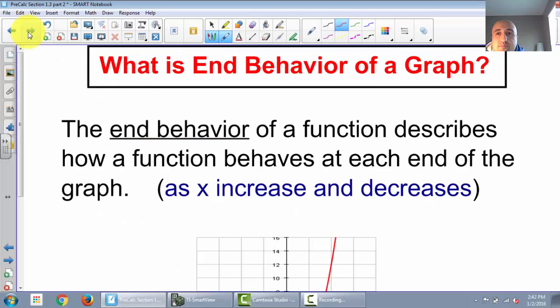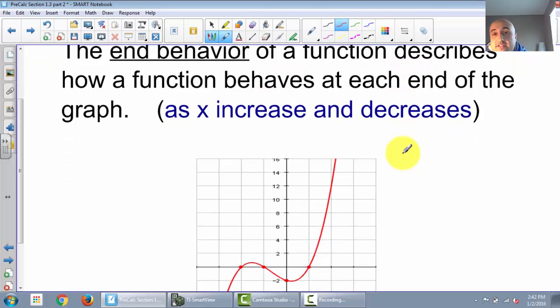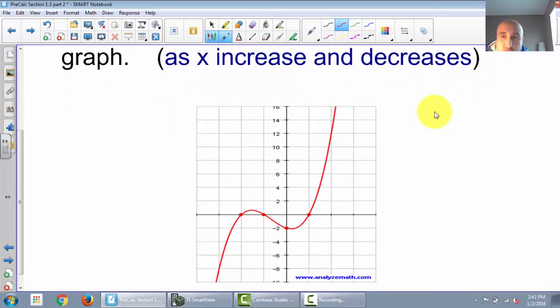All right, so that's part one. Part two, okay, so here's part two of this particular video: what is end behavior of a graph? And it's as simple as this. The end behavior of a function describes how a function behaves at each end of the graph. So the right side and the left side. And what this means is as x increases and x decreases.